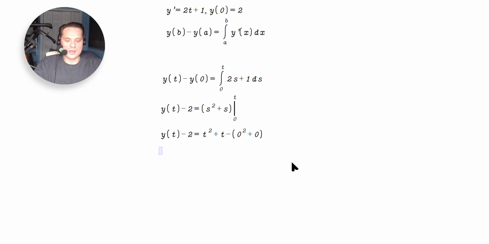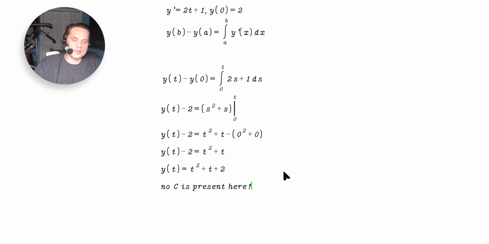Okay, continue. So y of t minus 2 is equal to t squared plus t. And now you have a negative 2 on the left side. Just move it over. So you're going to have y of t is equal to t squared plus t plus 2. And there's our function. You don't have to find, for example, a c. Notice, no c is present here. It's already incorporated.